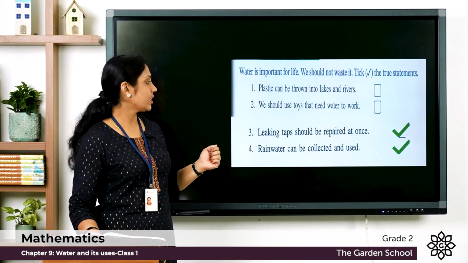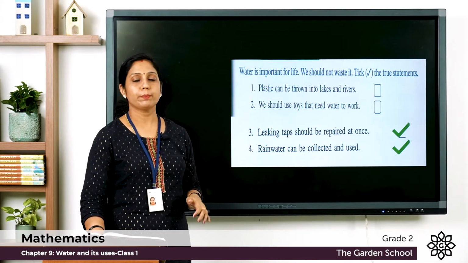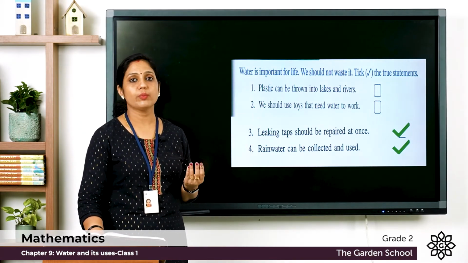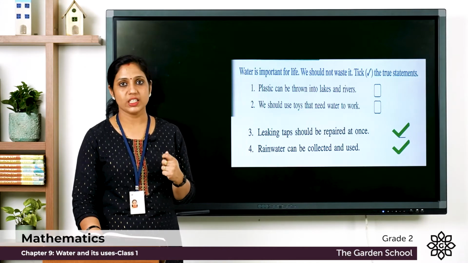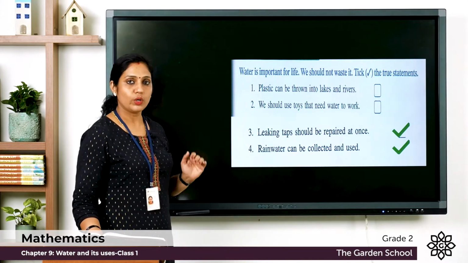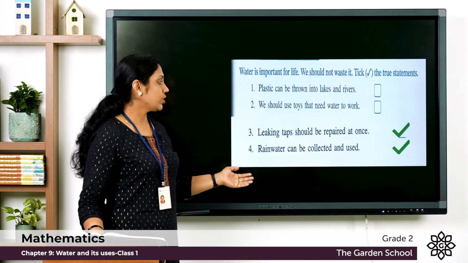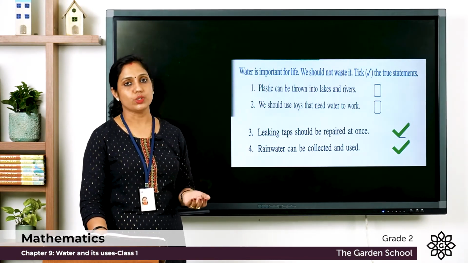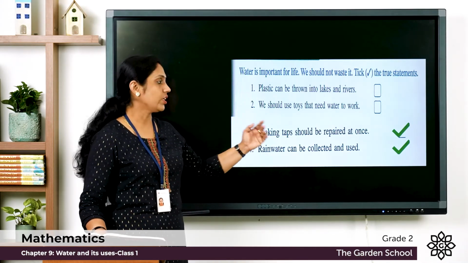And look at the third sentence. Leaking taps should be repaired at once. Yes, we have to repair the leaking taps or else we are wasting the water. So that sentence is true and you can tick there. And look at the fourth question. Rainwater can be collected and used. Yes, that sentence is correct and you can tick it over there.